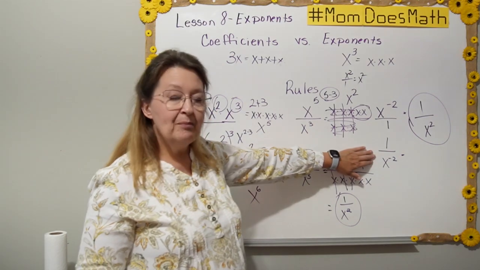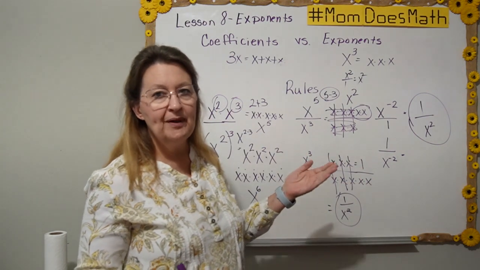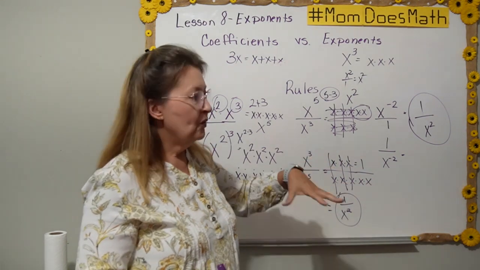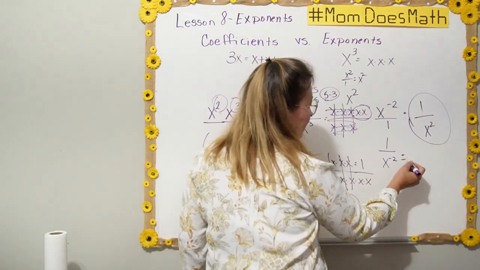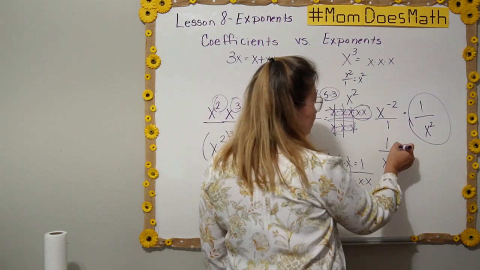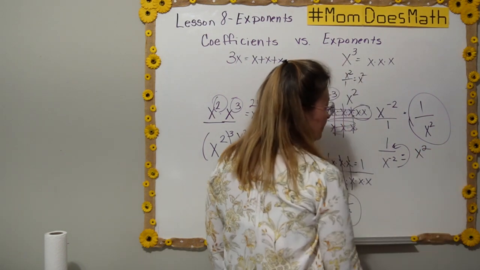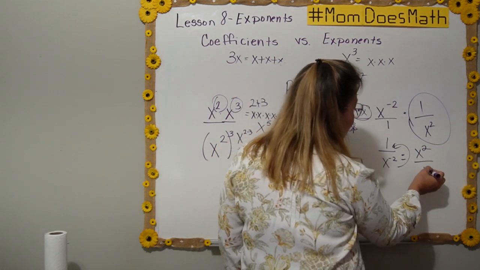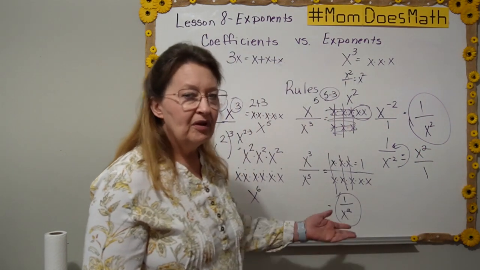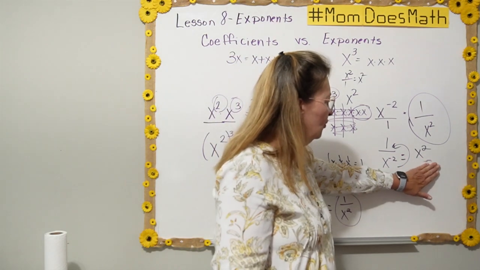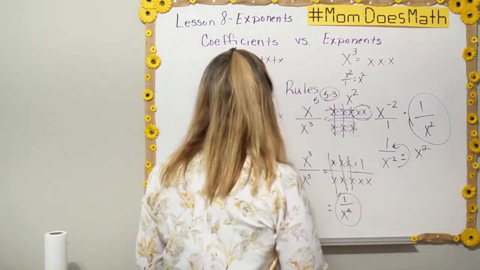All right, what if it's in the bottom? Same thing. It's unhappy wherever it is, so it has to go to the other side. So what I do here is I would move it to the top, multiply it times 1. That's going to be x squared. Now, is it over 1? Yeah. But like I was saying, you don't have to put the 1 when it's in the denominator.